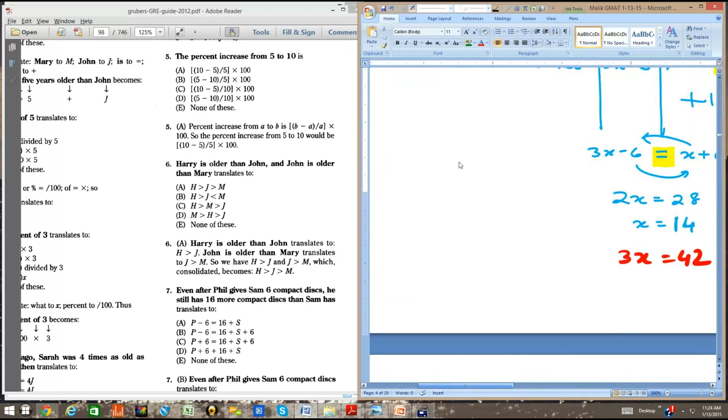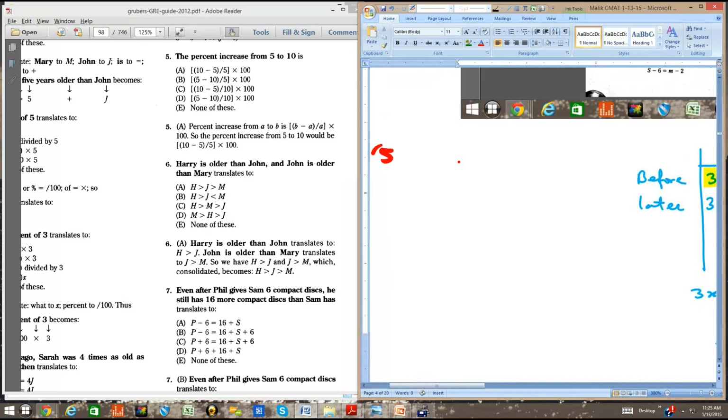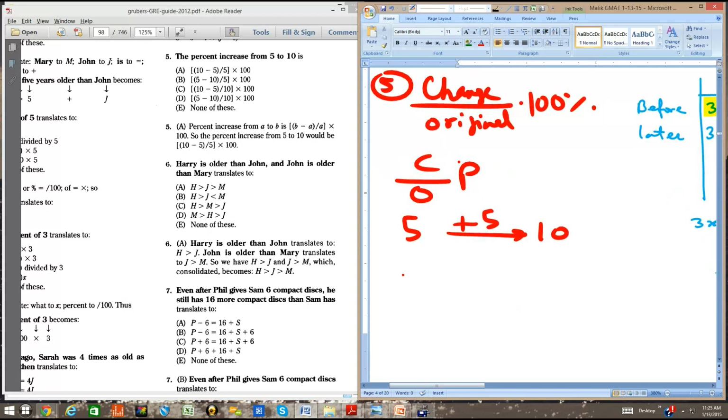Okay, I call this method the COP method. Change over original times 100%. Call it COP. So what you do is here, 5 changes to 10, so you have a plus 5. Using the COP method, you put the plus 5 on top, original at the bottom, times 100%. That's how you set it up. The important thing is to see that this plus 5 is 10 minus 5. The change goes in there.